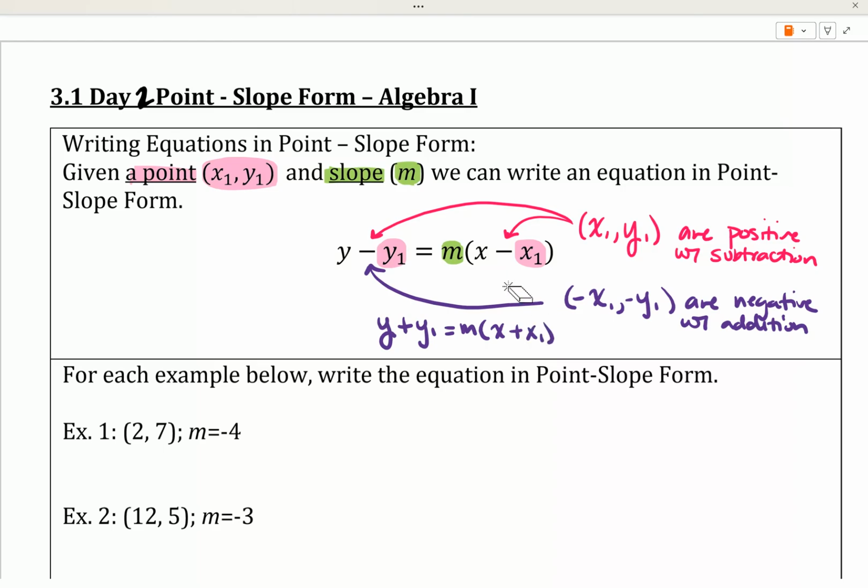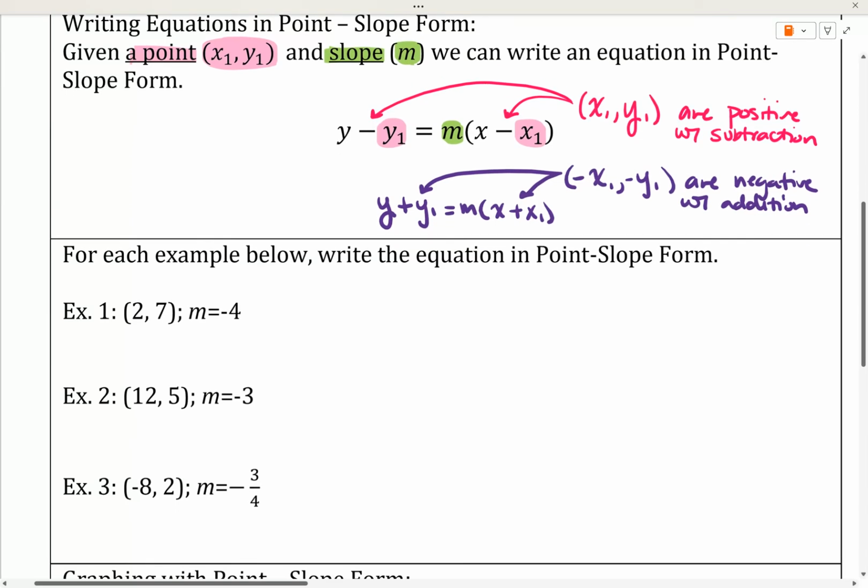So really I should have drawn those arrows down here. So you have to be careful with the signs. Whatever sign is in front of x1 and y1, we are actually taking the opposite value. So if it's negative, it's going to be positive. If it's positive, it's going to be negative.